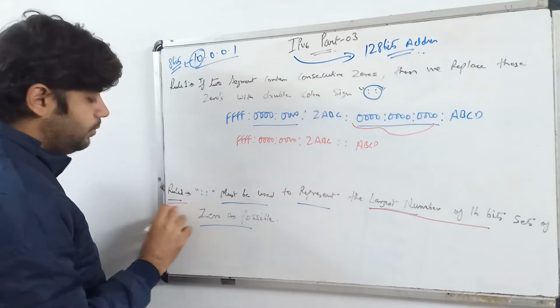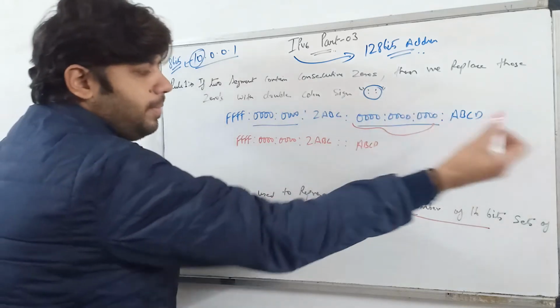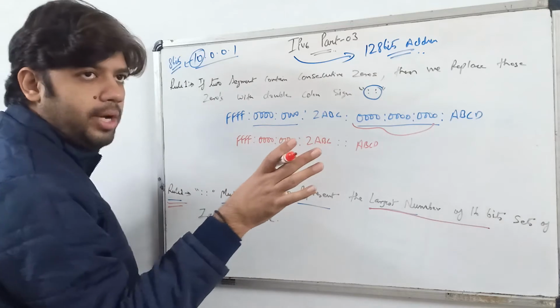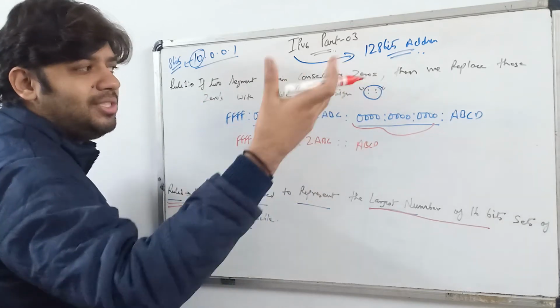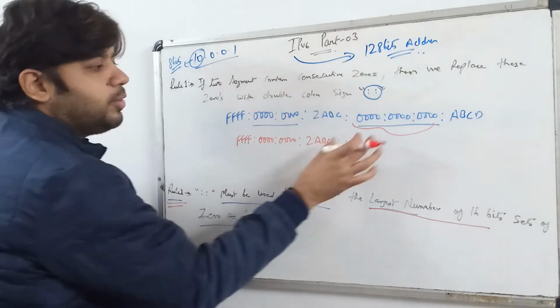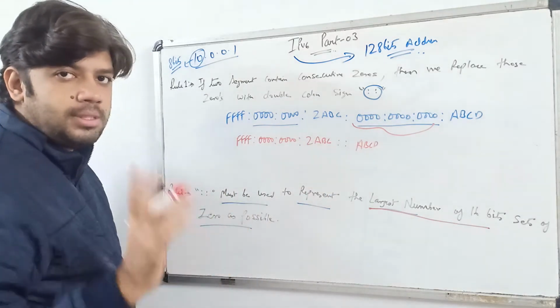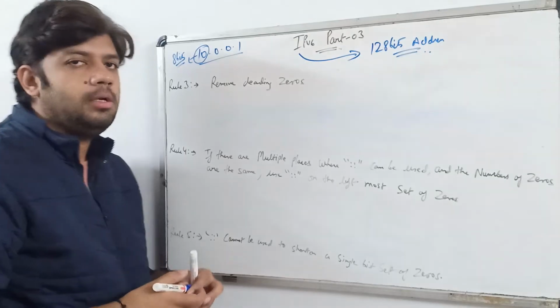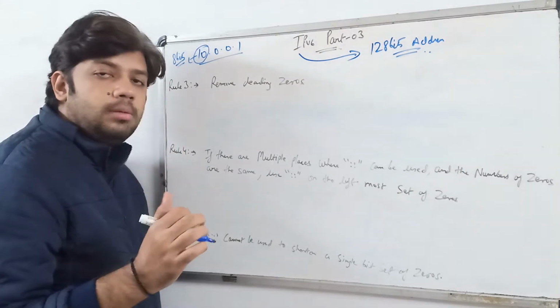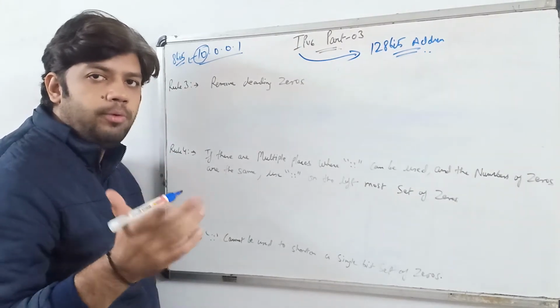This is for rule 2. If you have the largest number of sets, where the run of continuous zeros is larger as compared to the previous one, that is where we can use double colon. This is the second rule. So we have already learned 2 rules, rule number 1 and rule number 2.